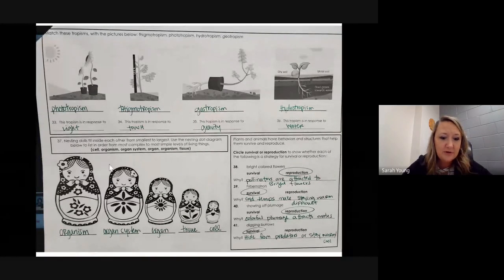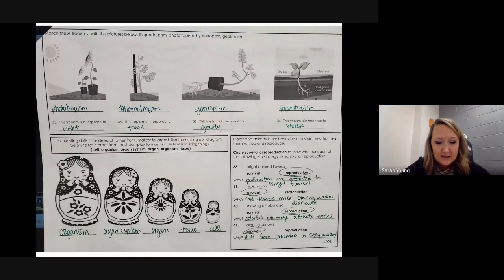All right, number 37, I kind of wanted to give you guys a visual of those levels of organization. And so all the way on the right at the very smallest nesting doll is the cell. That's the most simple form of a living thing. Cells make up tissues, right? Tissues are a group of cells that work together towards a specific job.